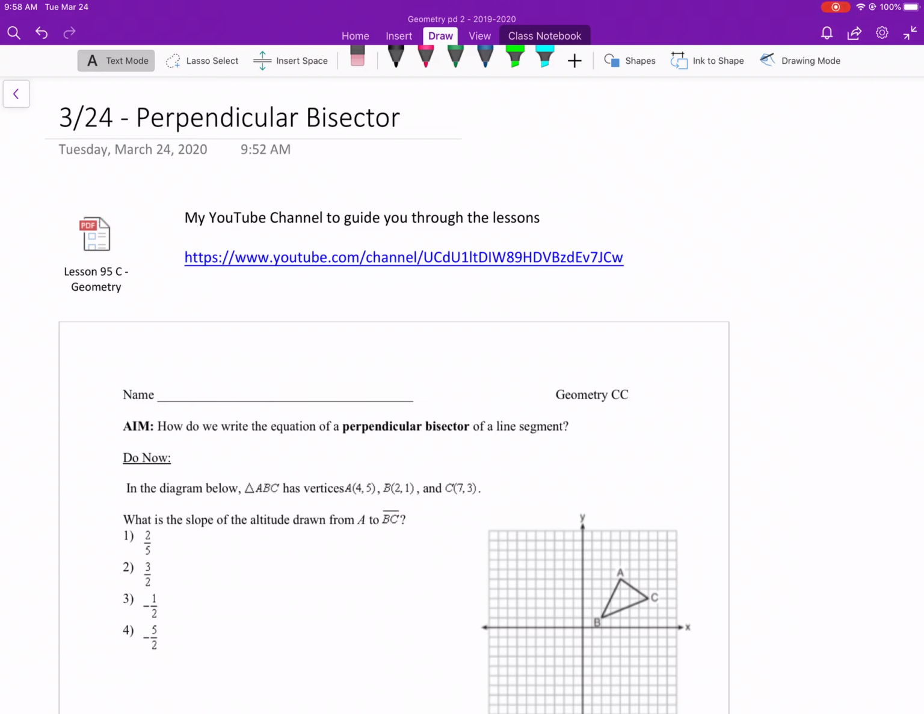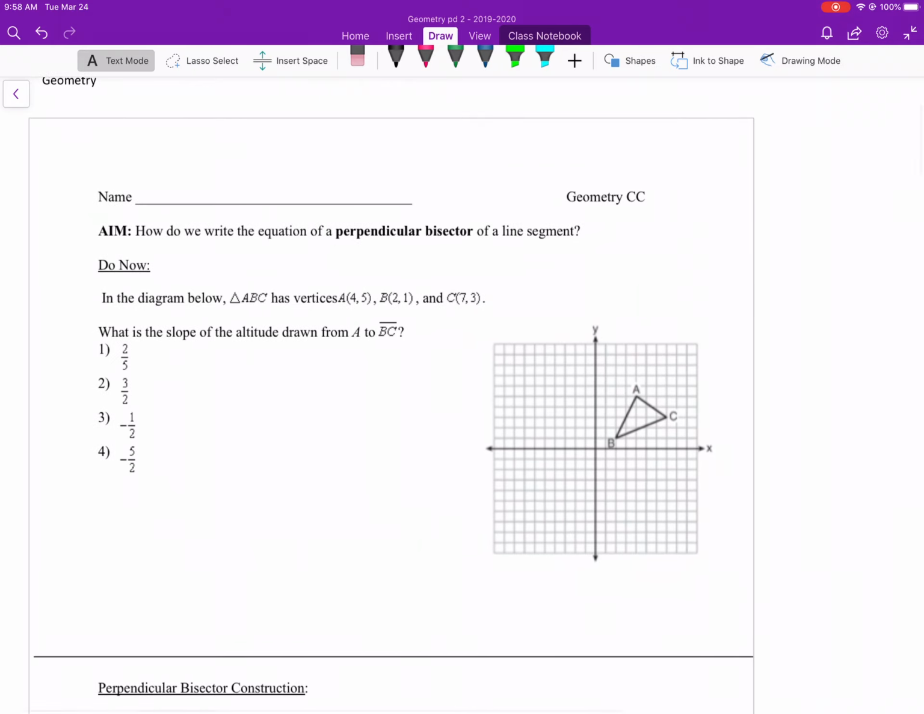Let's take a look at today's lesson 324, perpendicular bisector. Our aim today: how do we write the equation of a perpendicular bisector of a line segment?